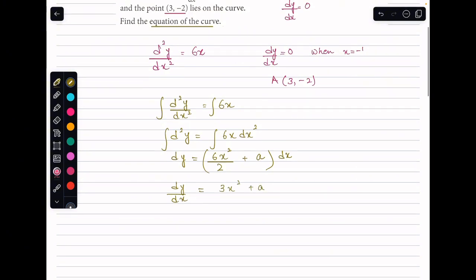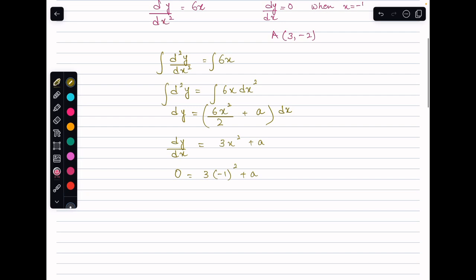We already know the condition that our first differential dy by dx equals 0 when x equals minus 1, meaning to get this value of a, I can just substitute the first differential with 0 and x with negative 1, and get the value of a. So 0 equals 3 times negative 1 the whole squared plus a.